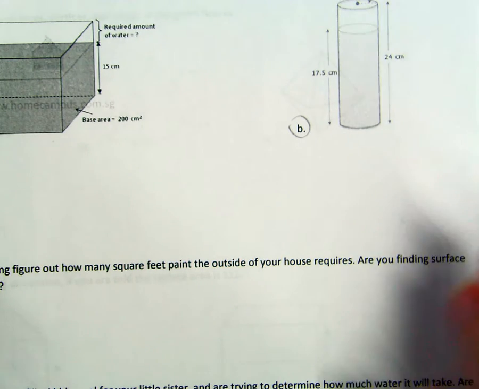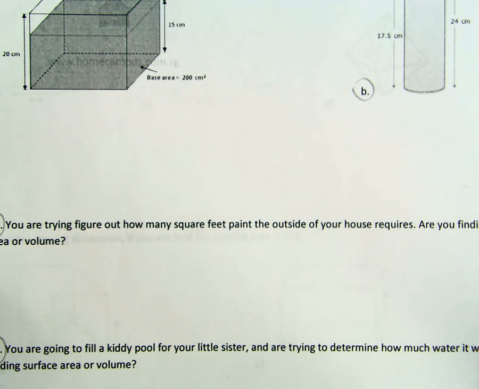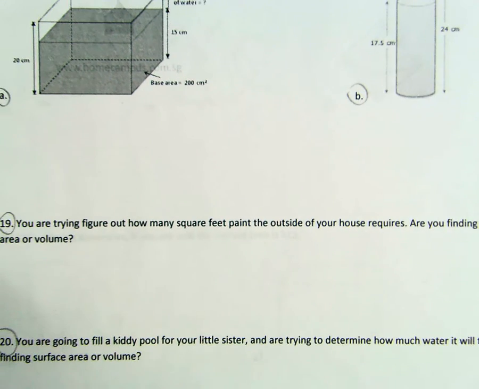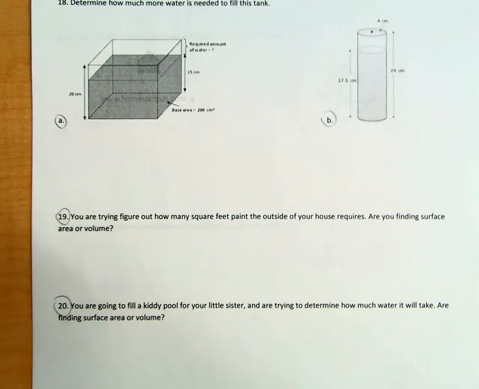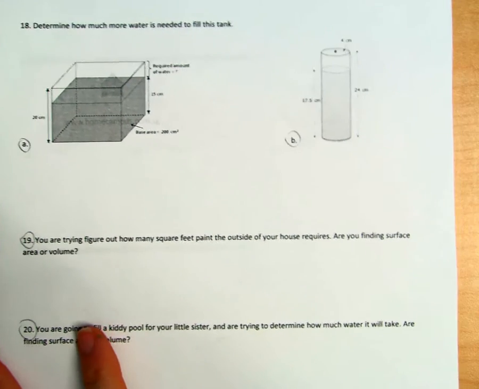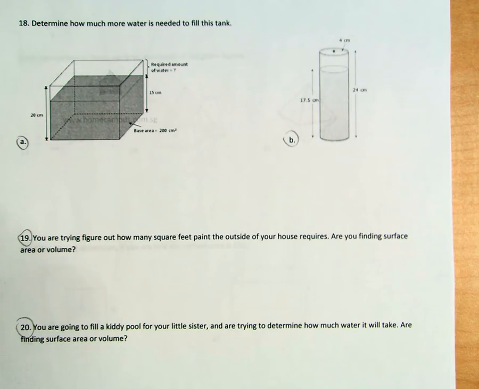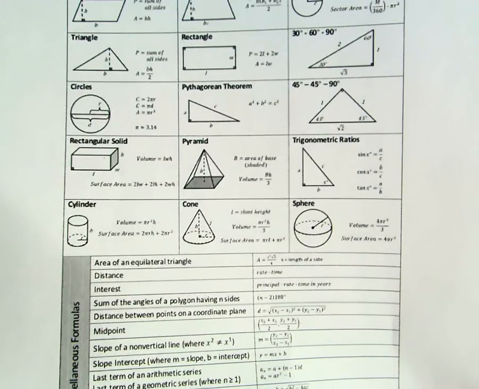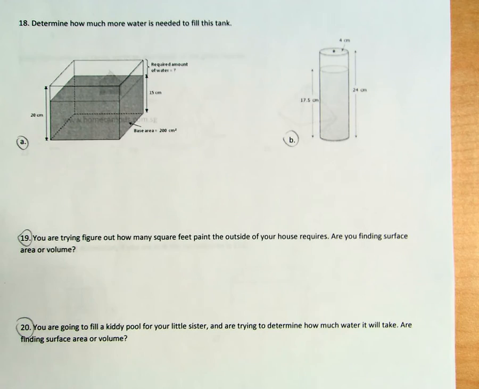All right, we are looking at Unit 4 review, numbers 18, 19, and 20. 18 has two parts. So again, we are going to be referencing this formula sheet that I said you would be able to use, okay? Our number 18 says, determine how much more water is needed if you were to fill this tank.